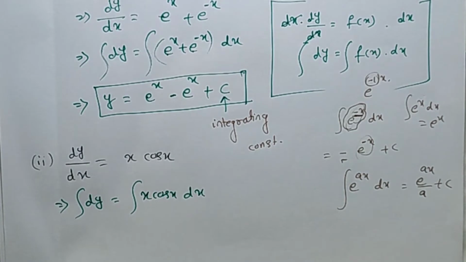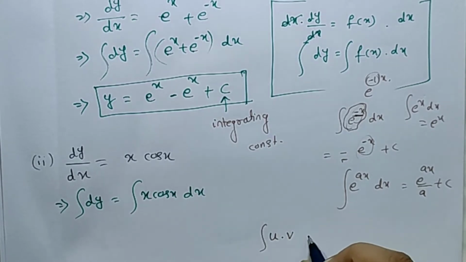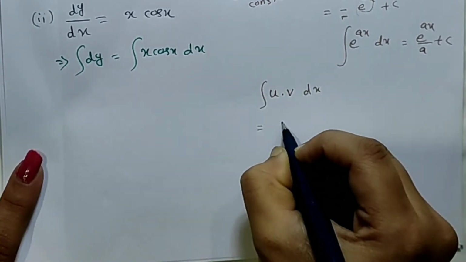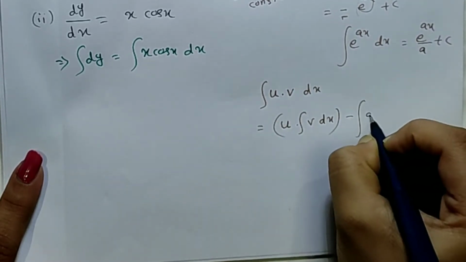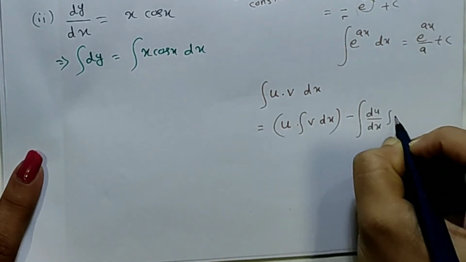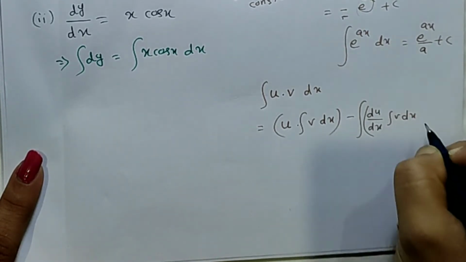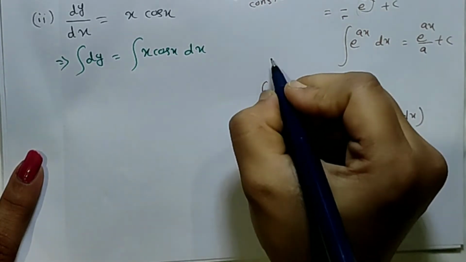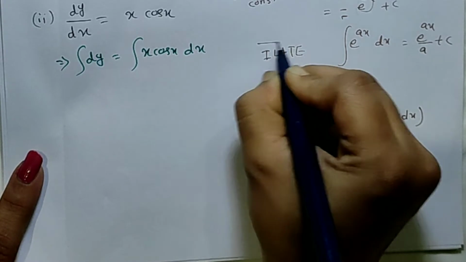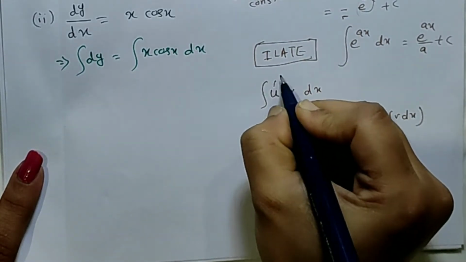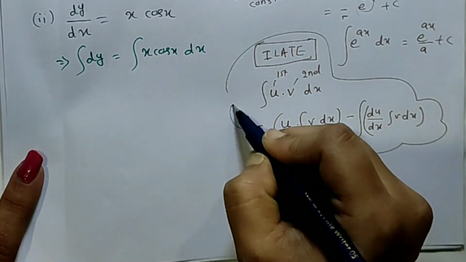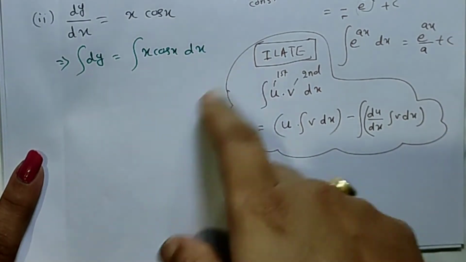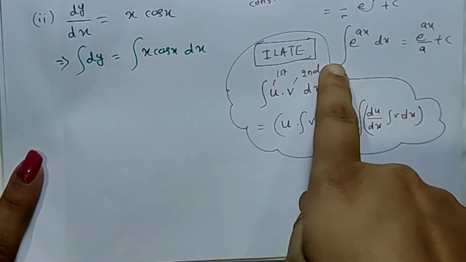We know a formula: integration of u into v dx is equal to first function into integration of second function, minus integration of derivative of first function into integration of second function. Okay, this is the ILATE formula. This is the first function, this is the second function, then this is our formula. We have to select the terms by the ILATE rule.